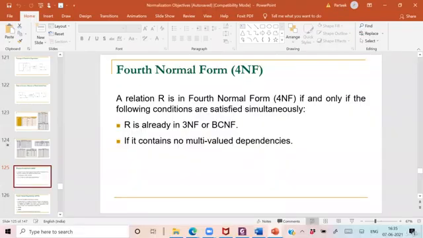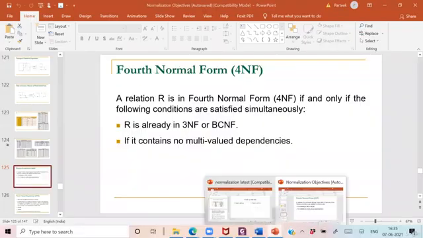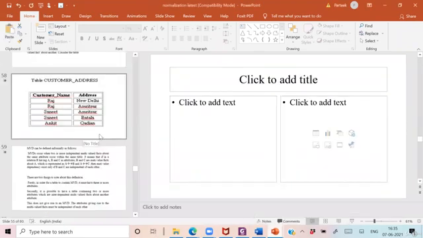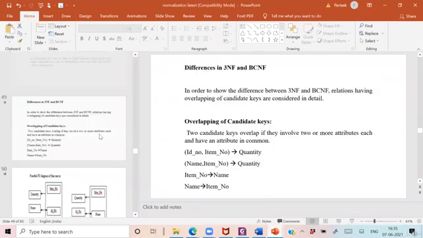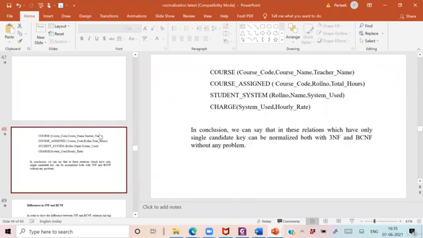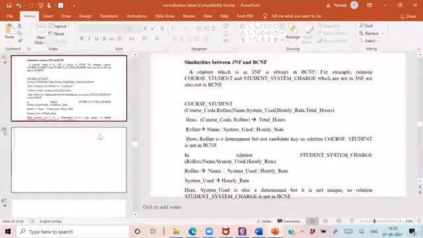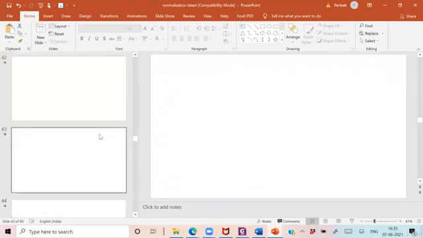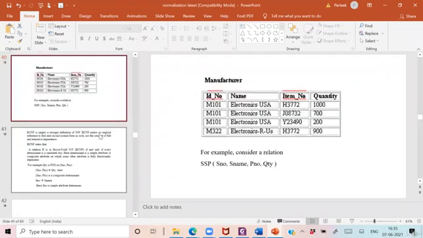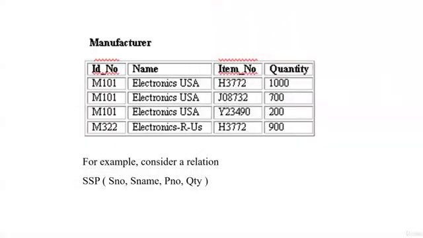So now we are going to discuss our new concept, that is BCNF. So let's start the discussion over BCNF. BCNF is actually designed to solve a very special case. So what is that special case? Let's discuss that. Let us consider this table first.